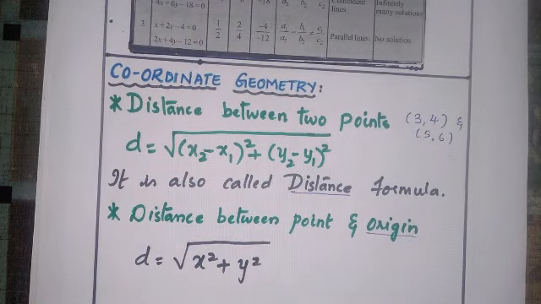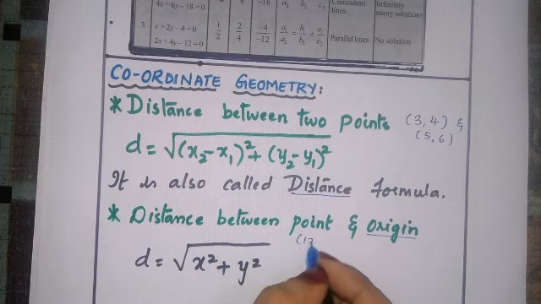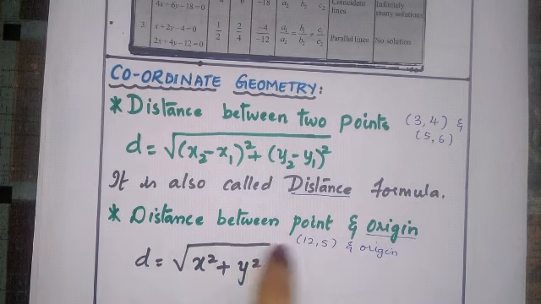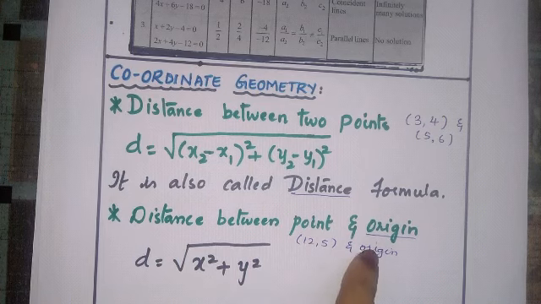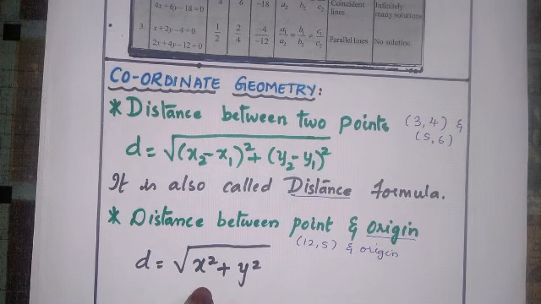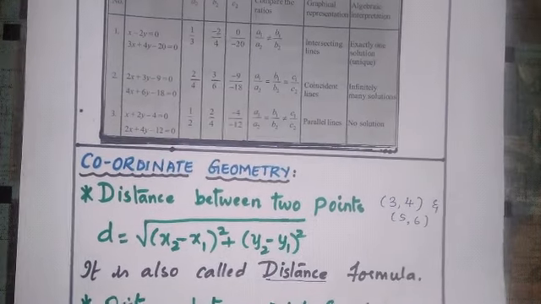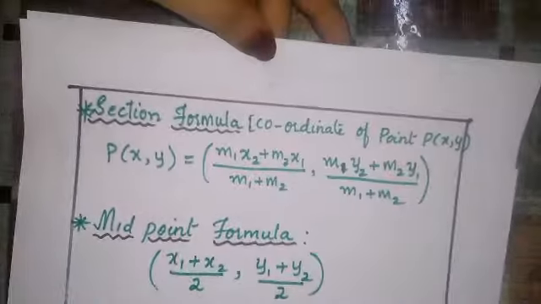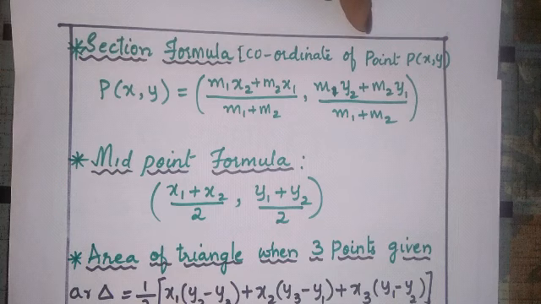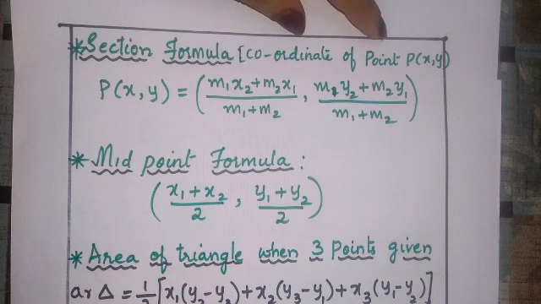When the word origin comes, the distance between a point and origin, in the sense any point, 12, 5 and origin, this type of question is repeated most of the time. Find the distance between the point and origin. At that time you are going to use this formula, that is d equals root of x square plus y square. Okay, so now let us see the third formula, which is the section formula, and sometimes they ask find the coordinates of a point when they give a ratio.